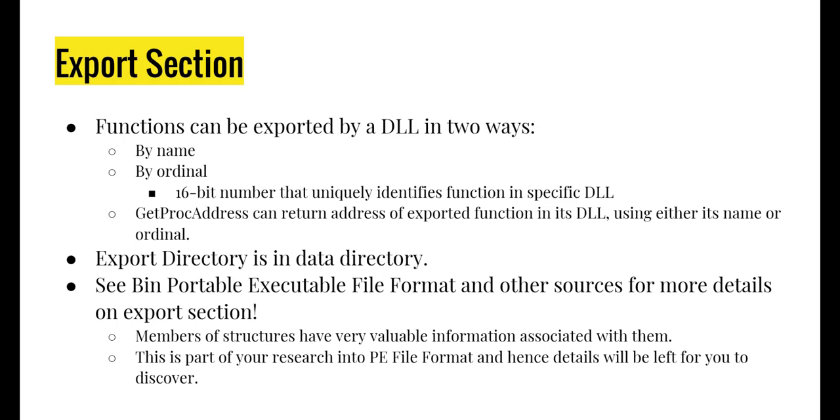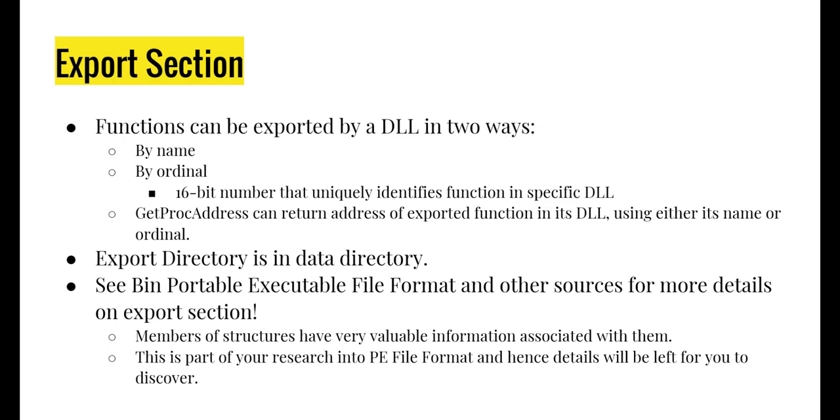But from a PE file format standpoint, there can be two different mechanisms. So we can do it by name or by ordinal. If you have just simply the ordinal, then it's going to be a 16-bit number that will uniquely identify a function in the specific DLL. So sometimes we may encounter that in malware, and they may do it by ordinal, and that's a way just to make it more difficult to understand, because it's going to be less apparent.